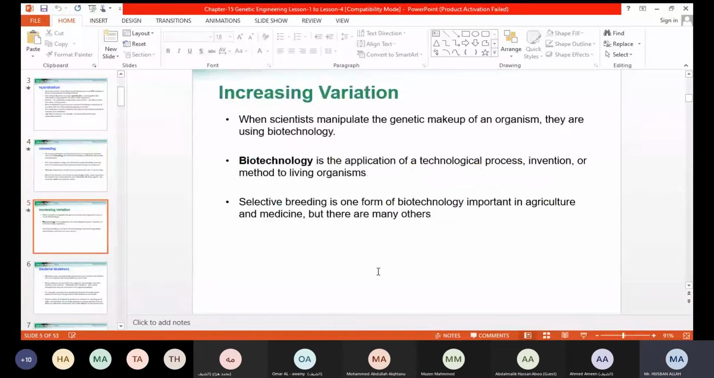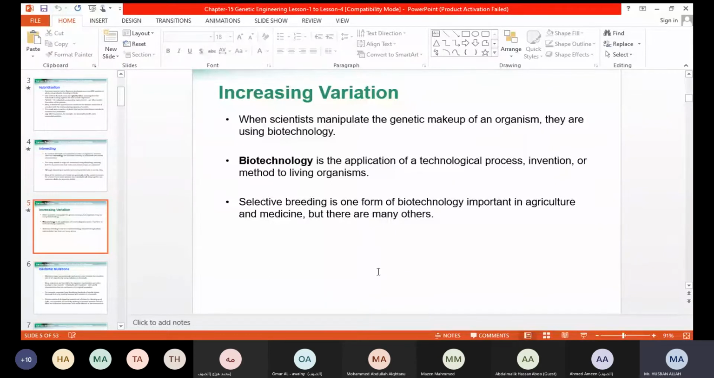The next point we have is increasing variation, or increasing variety. How do people increase genetic variation? How is it possible to increase genetic variation? You can look down at the book on page number 419 for a while. Selective breeding would be nearly impossible without the wide variation found in the natural population of plants and animals. If there is no wide variation in the plants, then selective breeding is impossible, right?